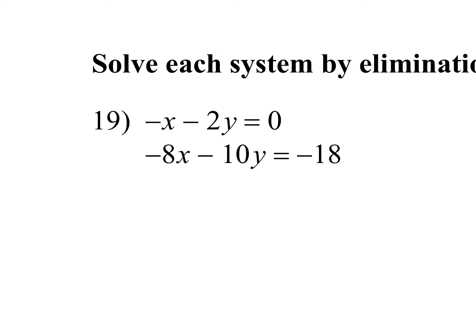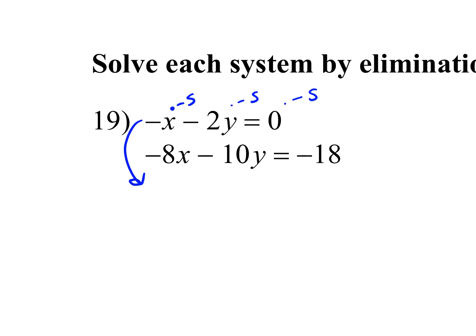So if I multiply this by 5, I get negative 5x minus 10y equals 0. Will negative 10 and negative 10 cancel? No, because one of them is not positive. So I have to multiply it by negative 5. So times negative 5, times negative 5, and times negative 5.